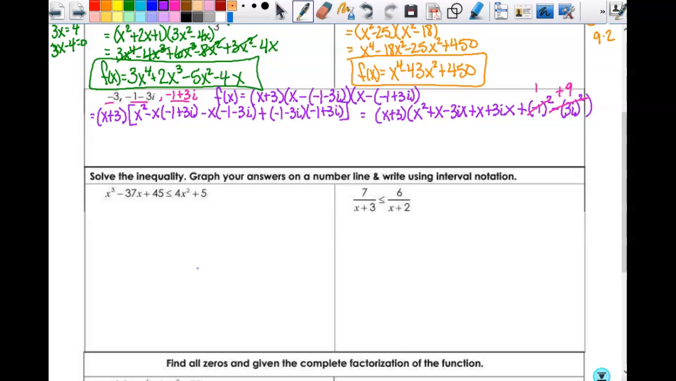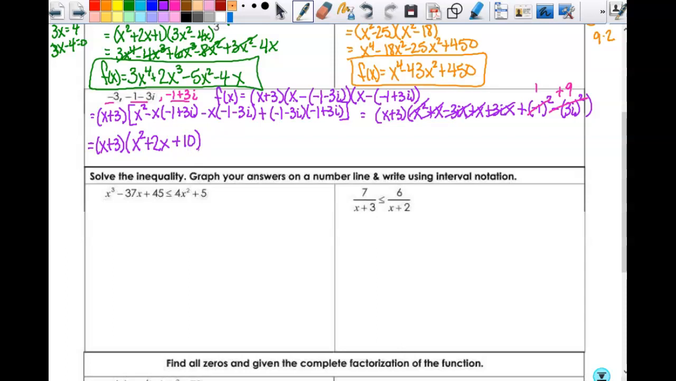So then I can clean this stuff up in here. Still have this x plus 3 out front. So I get x plus 3 times, then I get x squared. I use that one. Then I get plus x, so that's plus 2x. Then I have minus 3ix plus 3ix, those zero out. And then I have plus 10, because it's 1 plus 9.